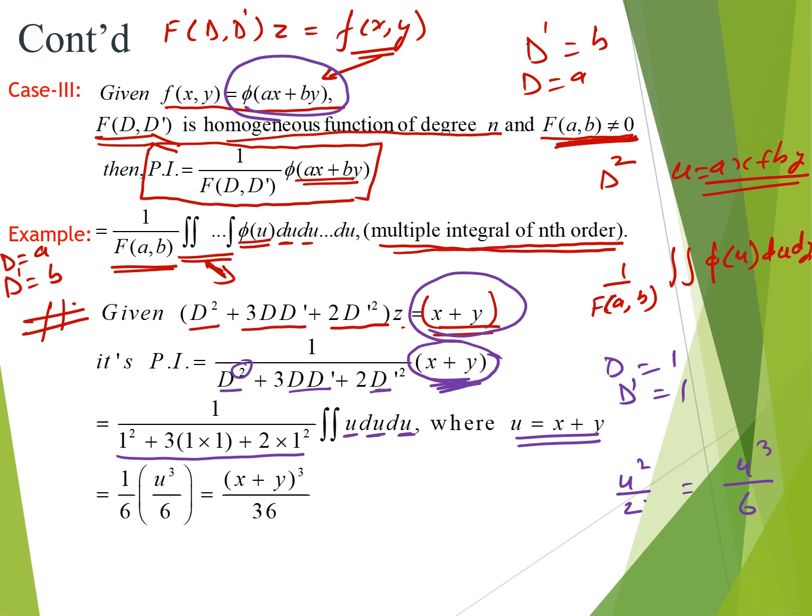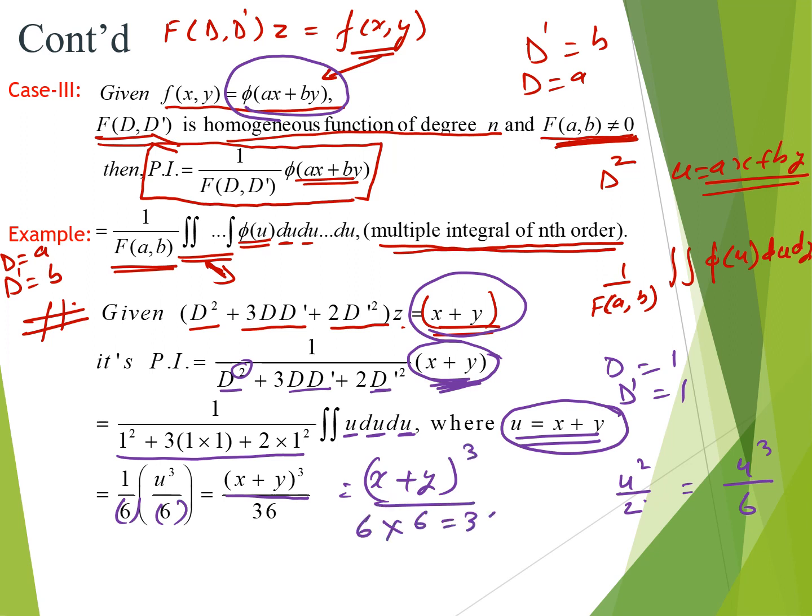Now we substitute the value over here. u is again replaced by x plus y in the final solution, and the portion of this is calculated, 1 by 6 and again 1 by 6, u cube upon 6. So finally the solution is x plus y whole cube upon 6 into 6, that is 36. So this is the PI in this case.